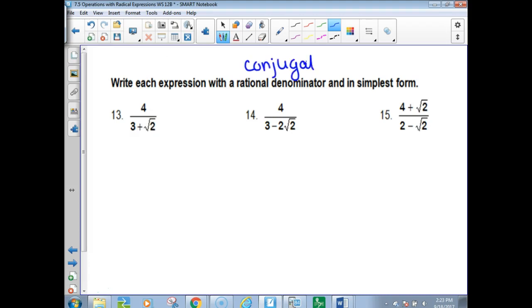So this is where the new word of the day came from. We need to think of the conjugate. You're going to use conjugate pairs. So I want the conjugate of the denominator, which would be 3 minus the square root of 2. That's the point of what we were doing earlier, okay?